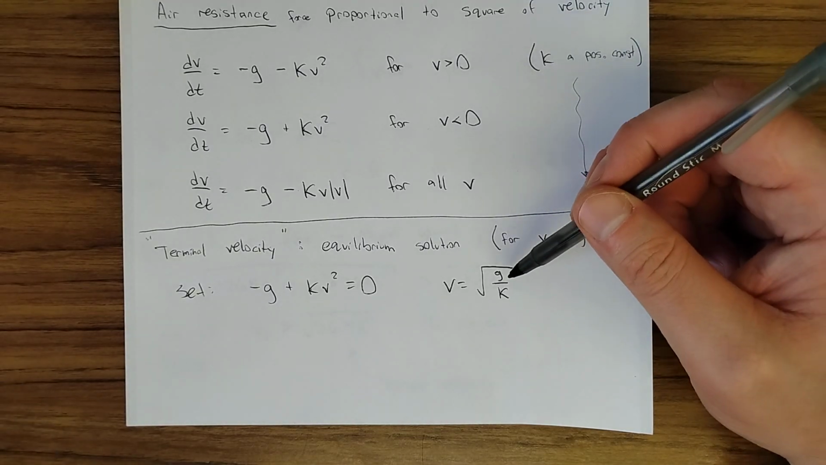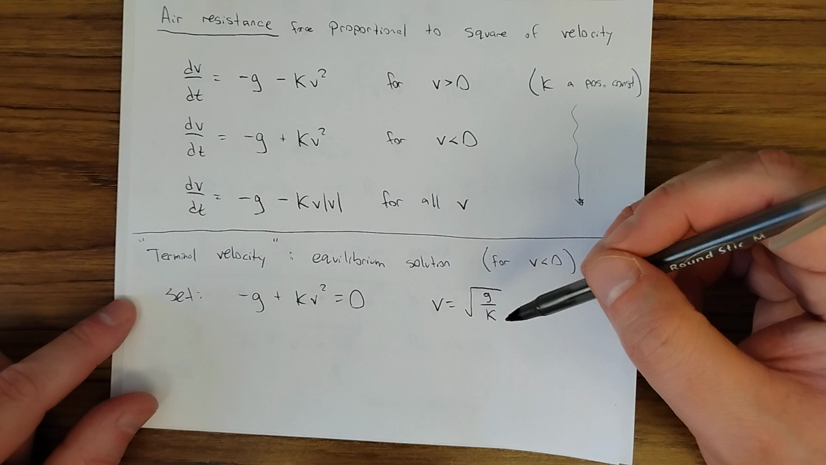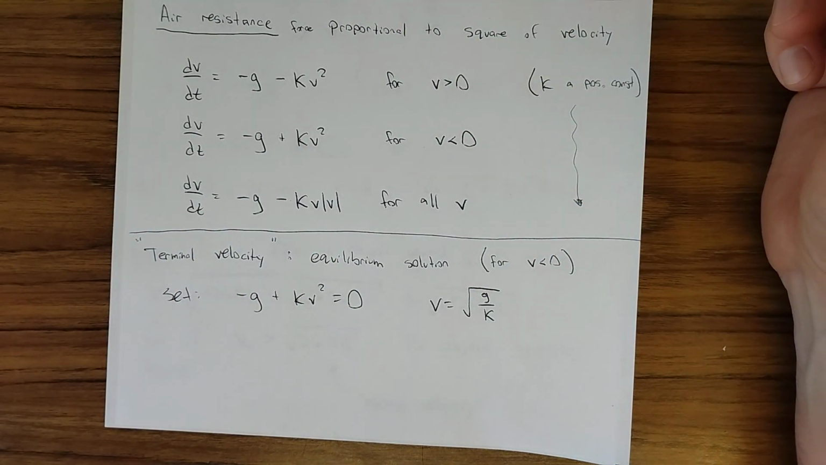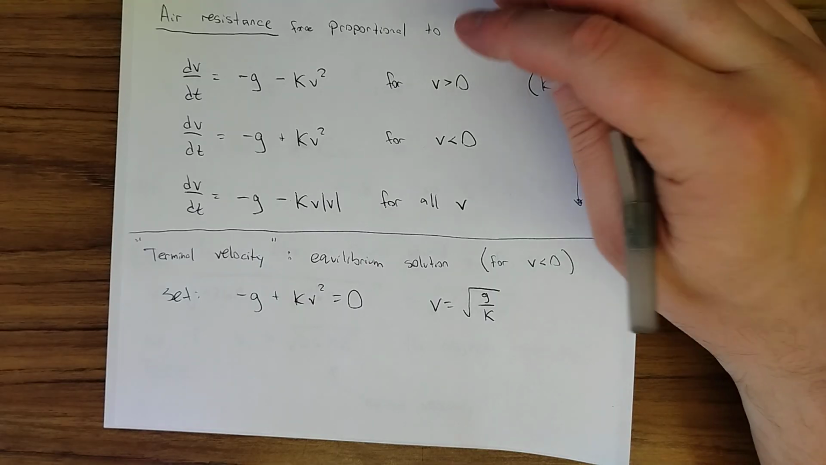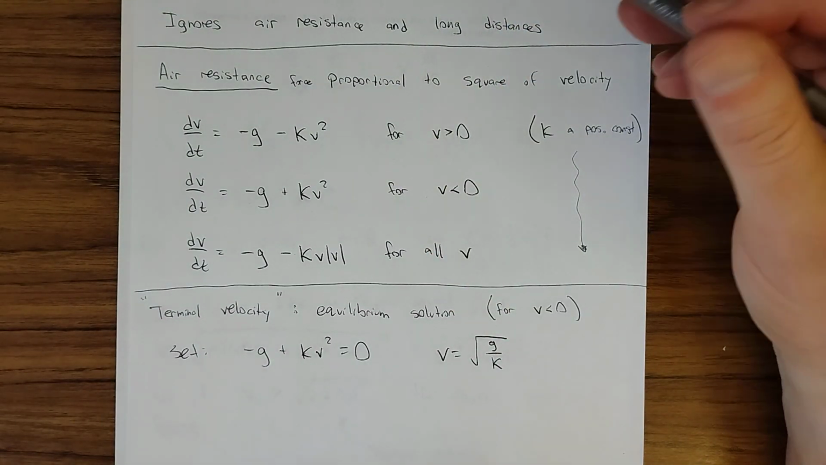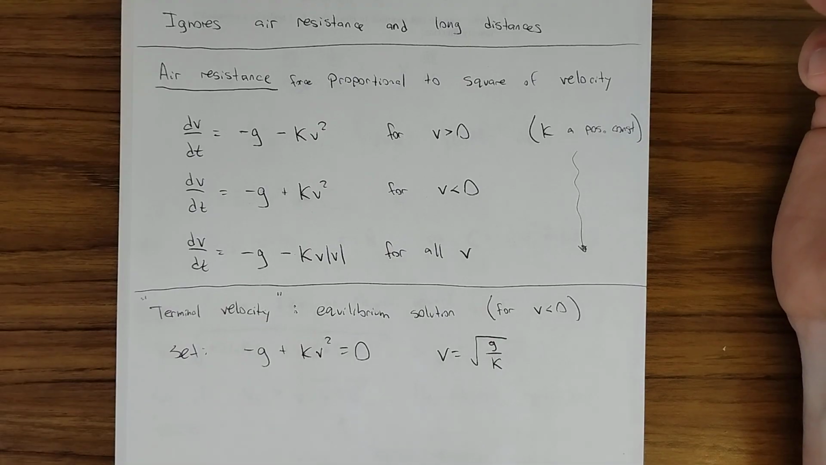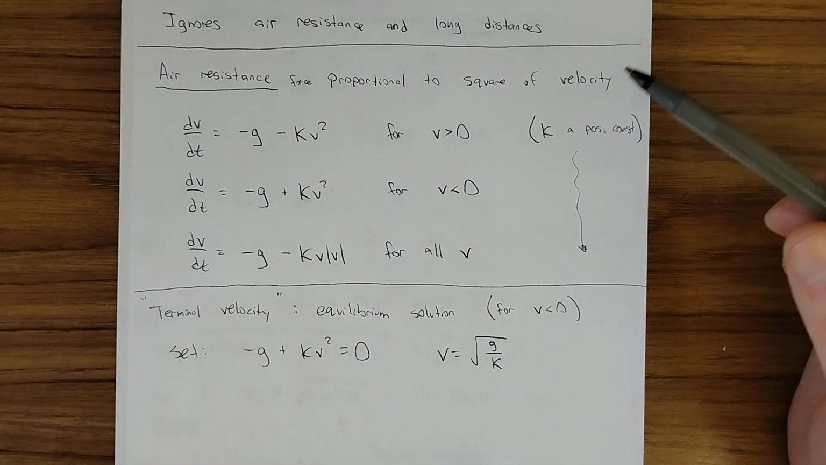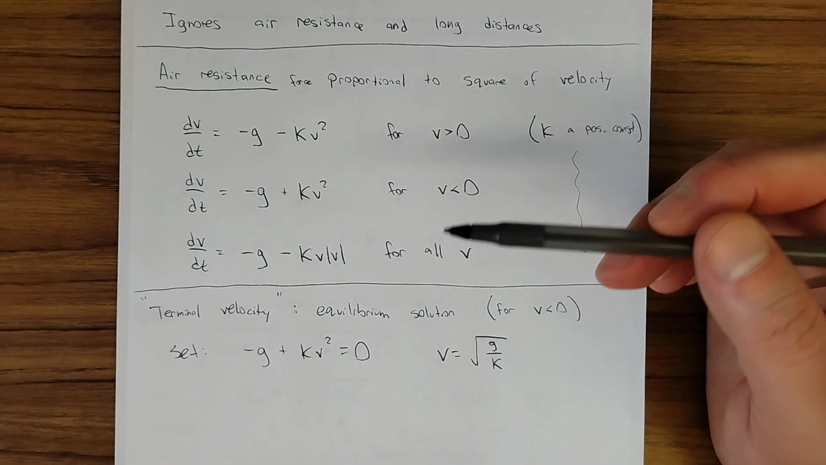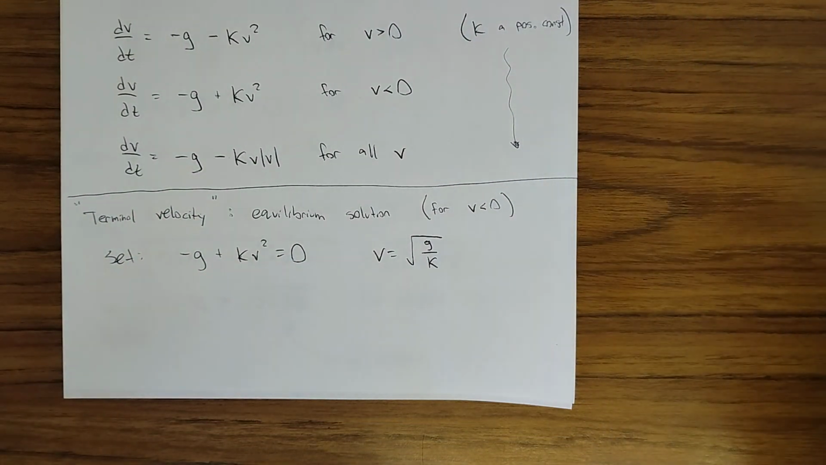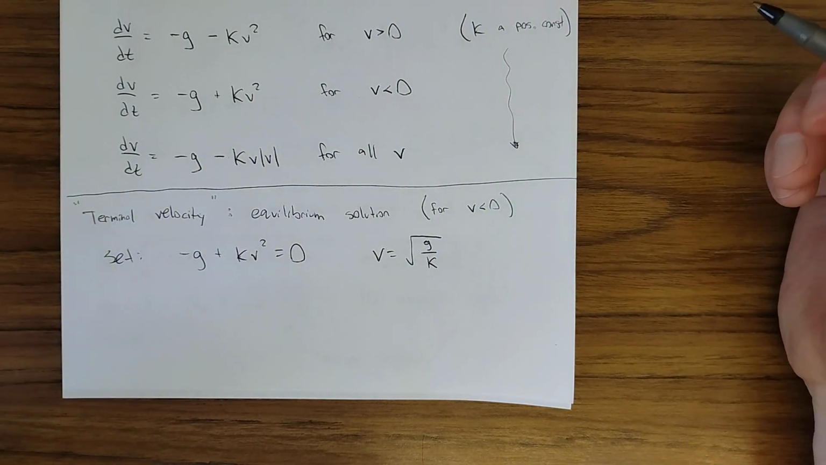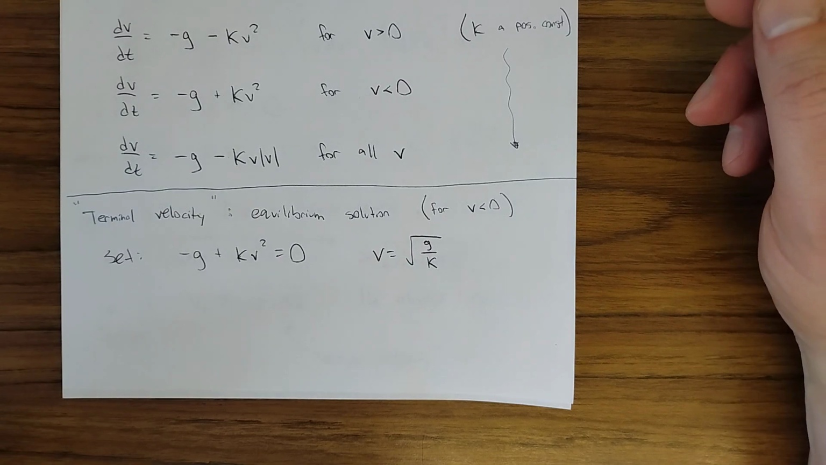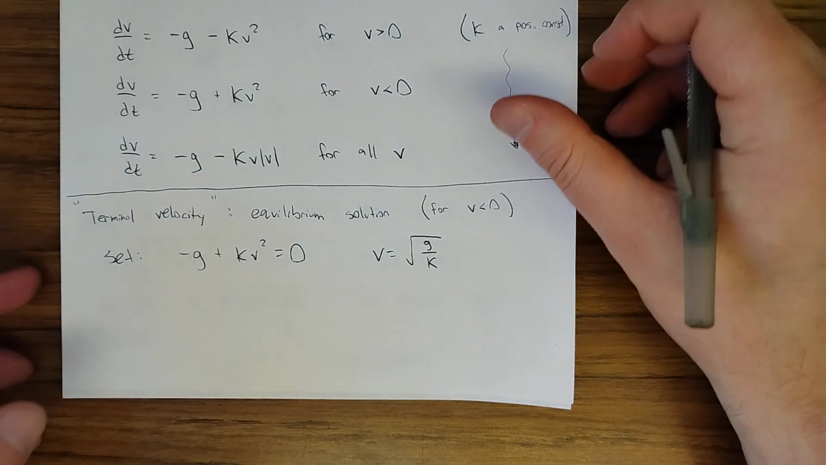So, of course, G is the same G from up here, and K is some constant that has to do with the details of the problem. Like, air has a certain density, but depending on what your object is, whether it has a lot of surface area or whatever, K could be bigger or smaller. And depending on the shape of your object and its density and surface area and stuff, it will have a different terminal velocity. It depends on K, but there it is.